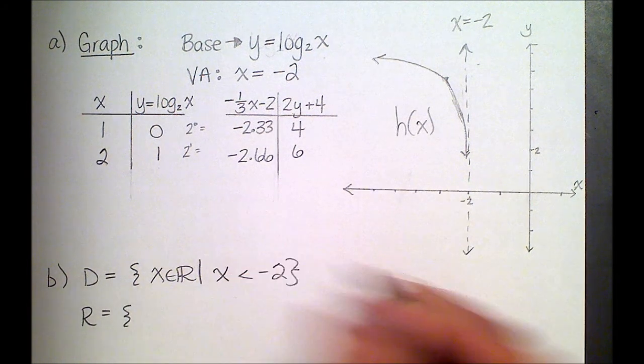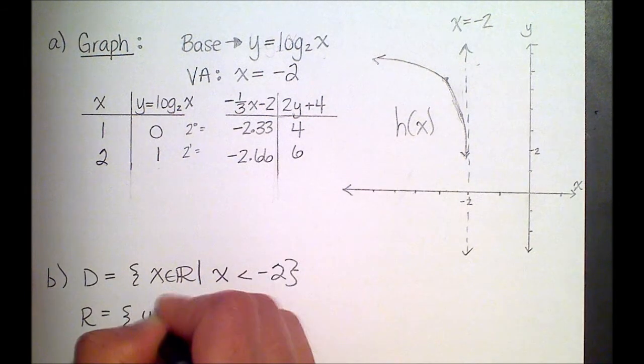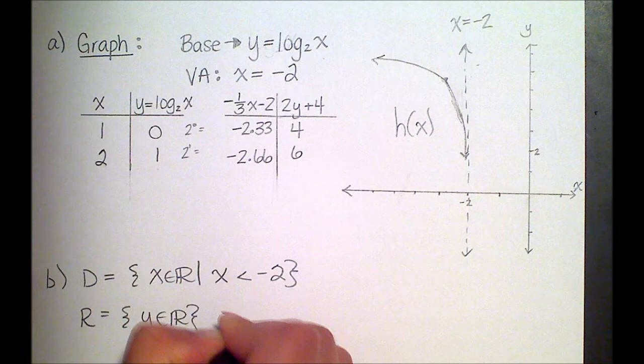In terms of the range, the graph will go forever upwards and downwards. So the range is all real numbers. Okay, and that's how you graph a logarithmic function.